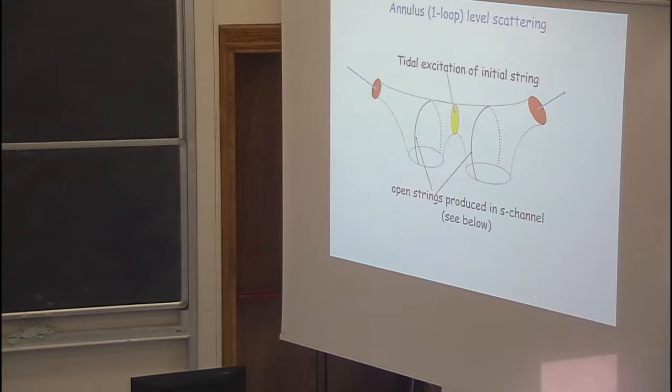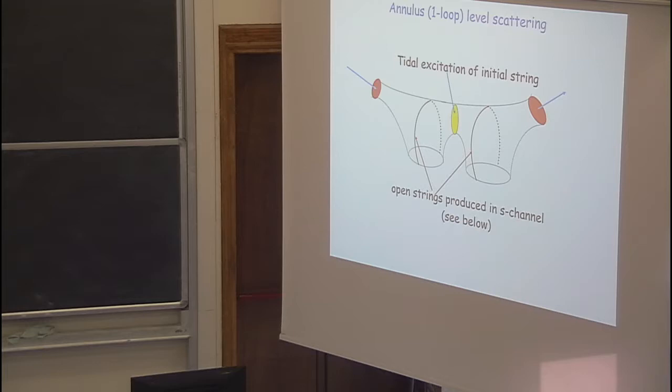Now, if you go to an annulus or to one loop level, then you see new phenomena, at least two of them. One is the tidal excitation of the initial string. You see this closed string interacts with the brane and gets converted into another string.